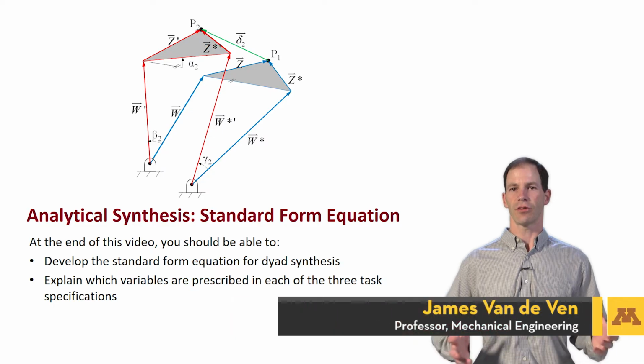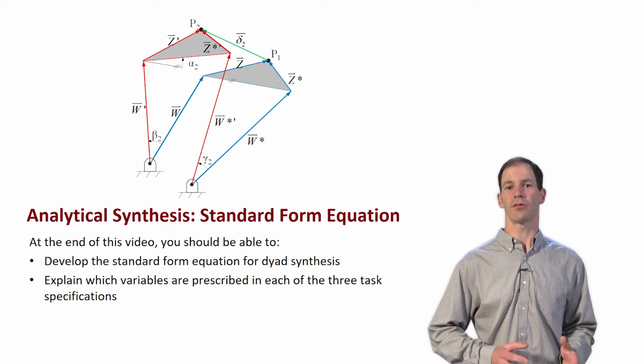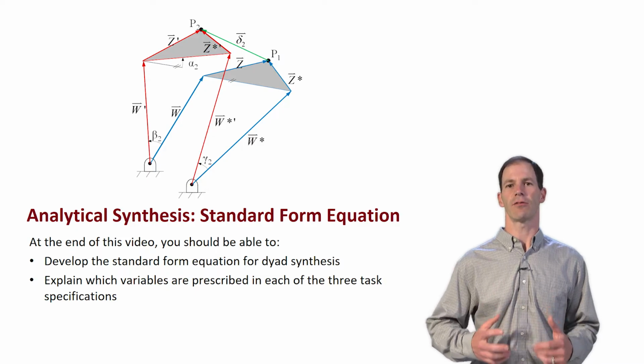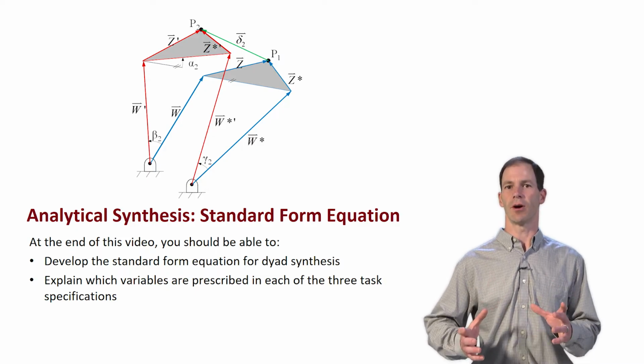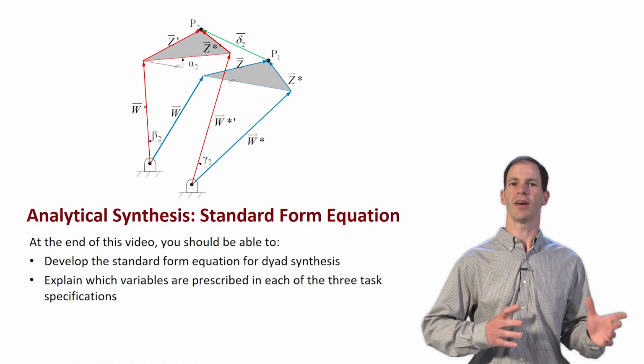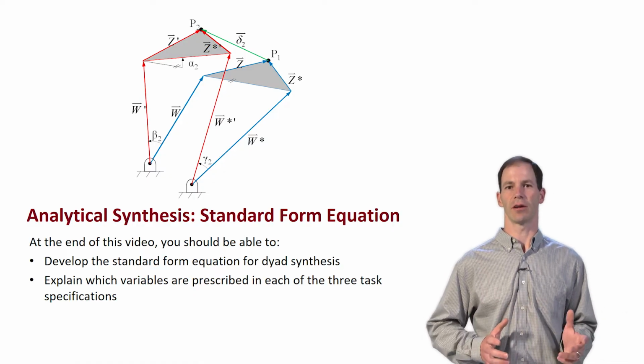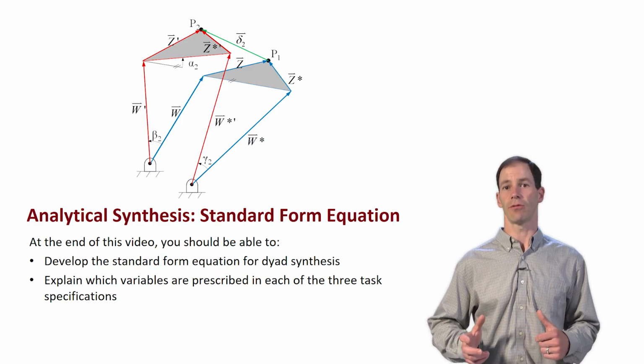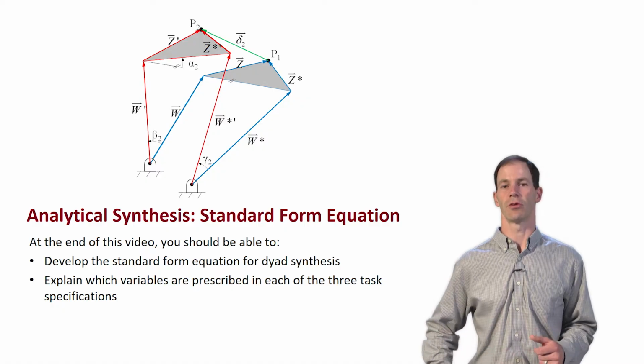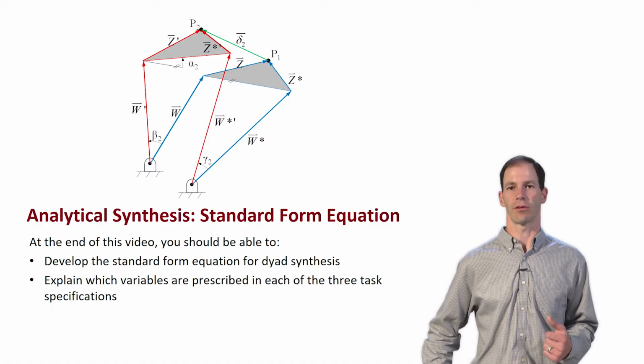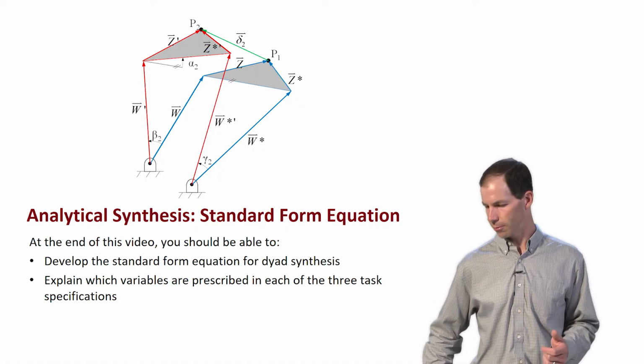Now that we've scratched the surface with talking about how we represent vectors, let's move on to applying that to generate what we call our standard form equation. Or in other words, let's take a 4-bar and break it down into two dyads, left and right side of the mechanism, and then represent those with vectors and create vector loops around those. We use this for synthesis, and we'll use it throughout the entire course.